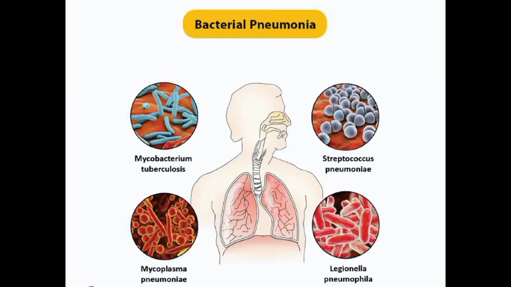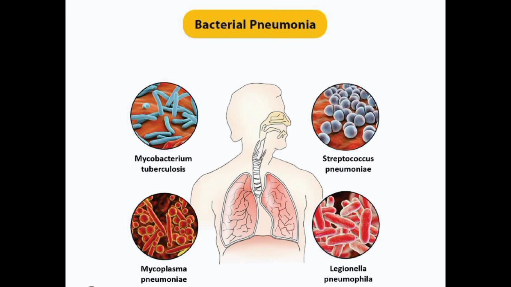Bacterial pneumonia is a type of lung infection caused by bacteria that invade the lung tissue, leading to inflammation and a buildup of fluid in the air sacs. It is one of the most common types of pneumonia, and can be caused by several different types of bacteria, including Streptococcus pneumoniae, Haemophilus influenzae, Legionella pneumophila, and others. Bacterial pneumonia can occur in people of any age, but it is more common in older adults, young children, and people with weakened immune systems.